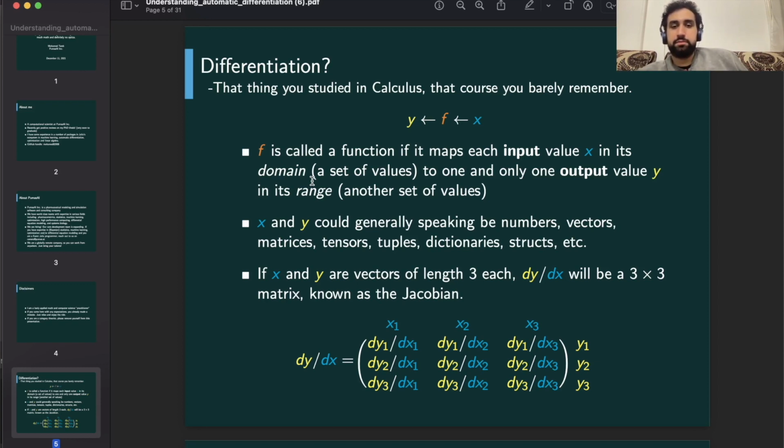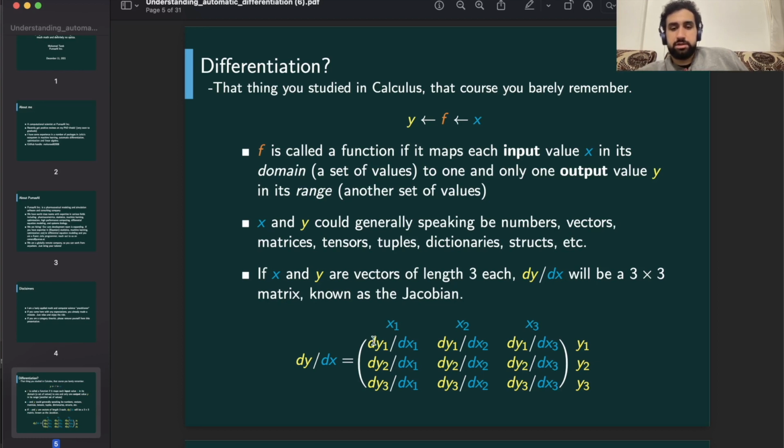You can even have multiple inputs and multiple outputs, right? But for now, let's just think of x and y being simple vectors, like 1D arrays of numbers, and let's even fix the length to 3. Let's just say that x and y are both 1D arrays of length 3. So in that case, we can write down this matrix here that's called dy dx, or dy over dx, and this is typically known as the Jacobian matrix.